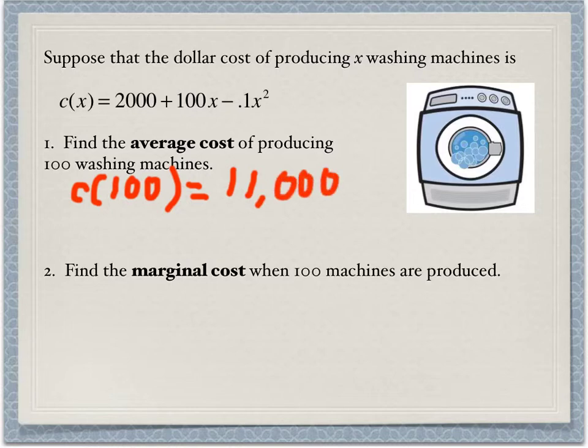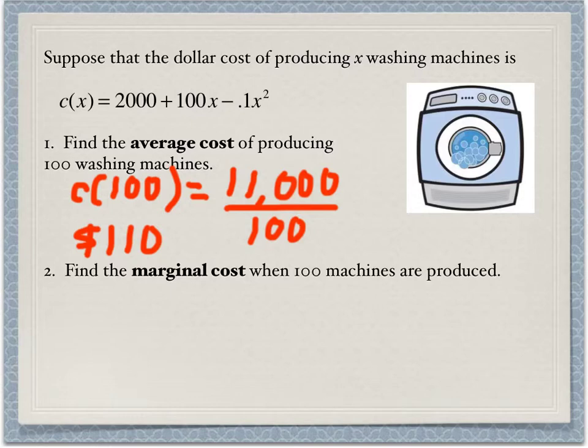And then I know that I am producing 100 of those, so I'll just take 11,000 and divide by 100, and I end up with $110. Easy enough.